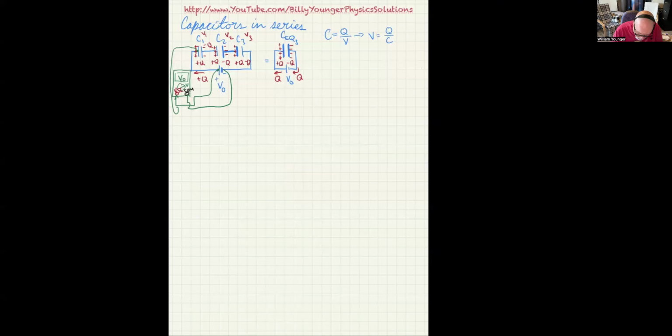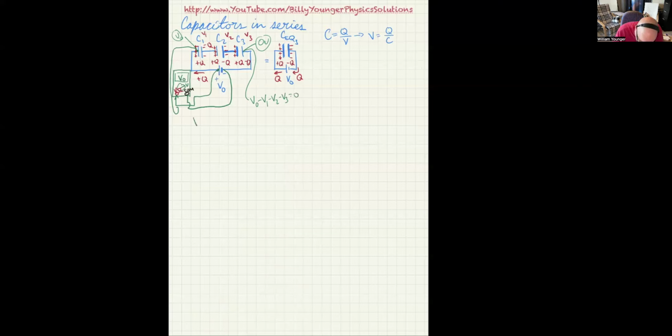And we also know that that has to also be equal to zero. So we could plug it right here and say this is 0 volts. We could plug it right here and say this is V0 volts. And then, like I said, to the right of C1 would be V0 minus V1. To the right of C2 would be V0 minus V1 minus V2. And also to the right of C3 would be V0 minus V1 minus V2 minus V3. Okay. But that also has to equal zero.